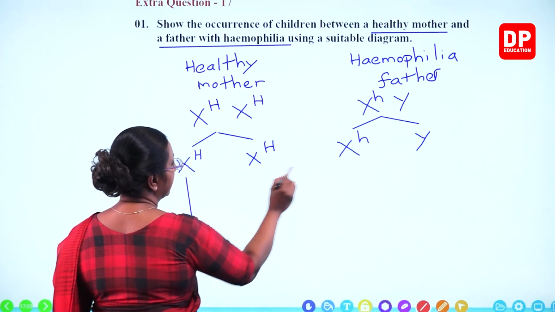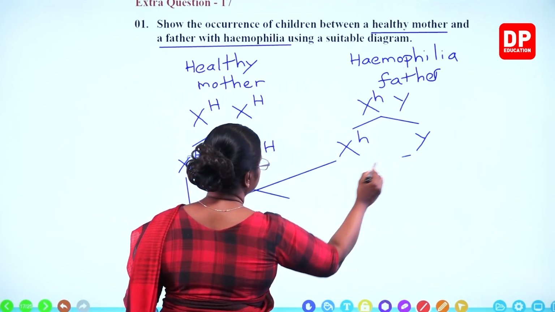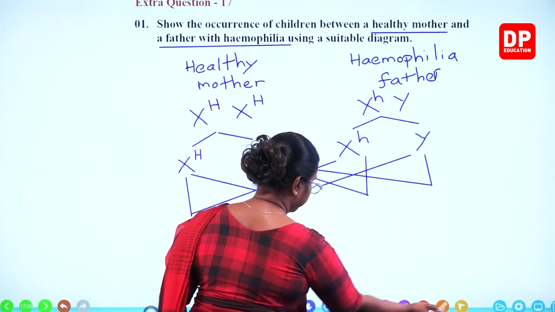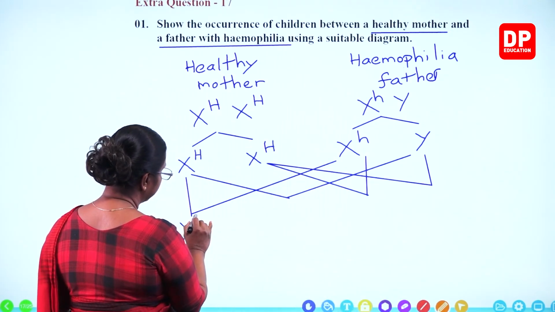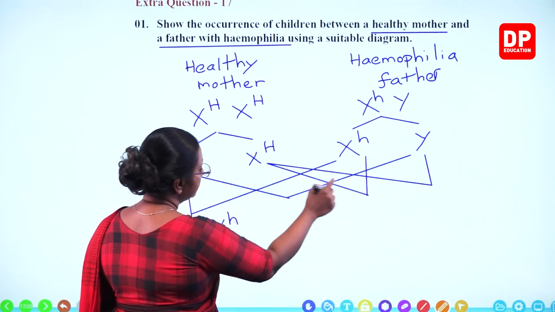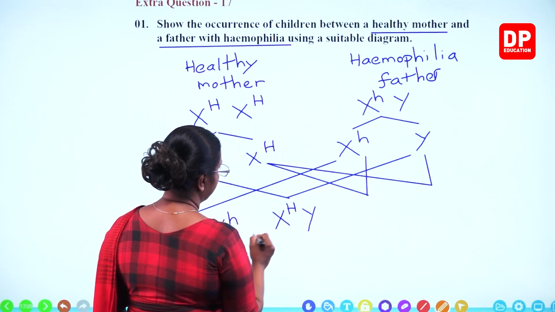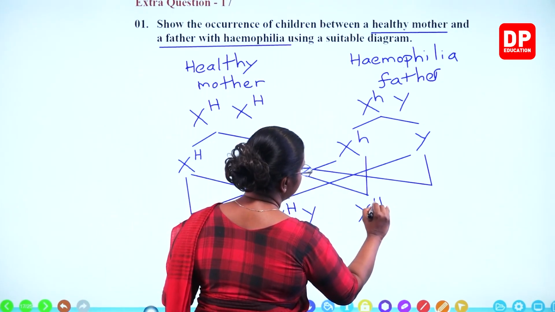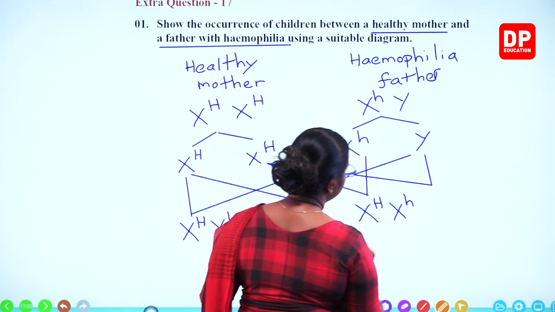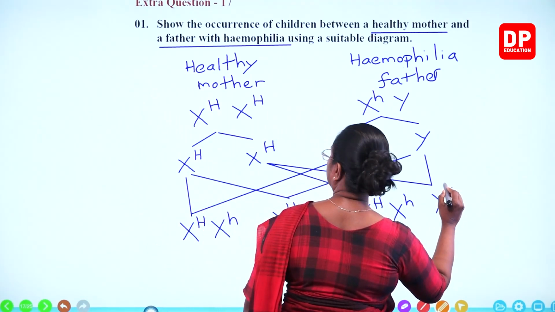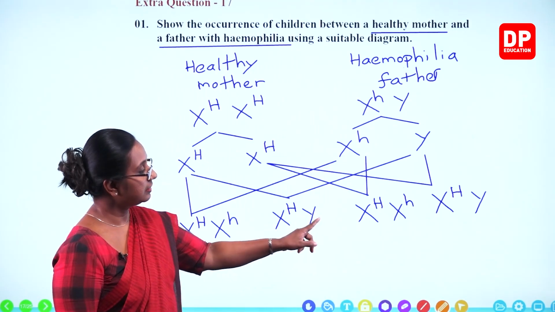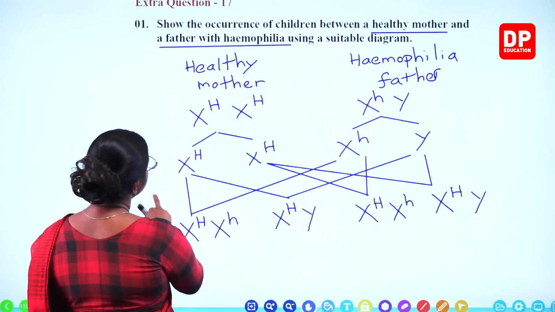And when these combine, you will get capital H in X and X becoming simple H. These two, X capital H and Y. Then again X capital H, X simple H. Then here X capital H and Y. So carrier daughter, healthy son, carrier daughter, healthy son. So can you see here, this is different.